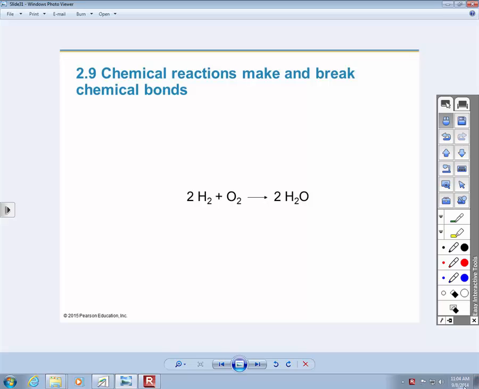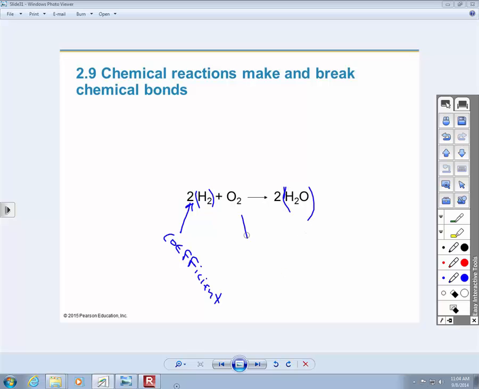The number that's written below, we refer to that as a subscript. The number in front, coefficient. And that refers to you have actually two molecules of hydrogen, like in this example, two molecules of water in this example.